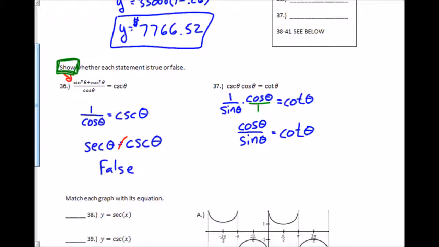And now one of my identities tells me that cosine of theta over sine of theta is actually the same thing as cotangent of theta. And so what I've done is I've shown that each of these sides is equal to one another. And that's typically what I want to do. I just want to manipulate one side until I can get it to match the other side. And so I find out that this one is true. Okay, and that's it.